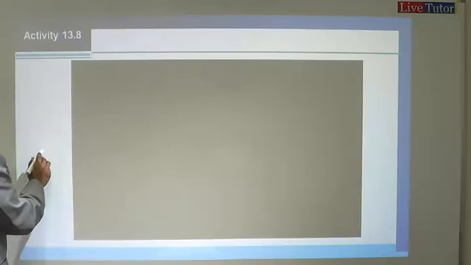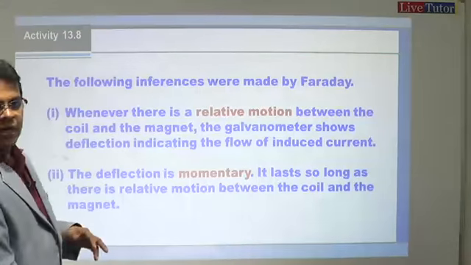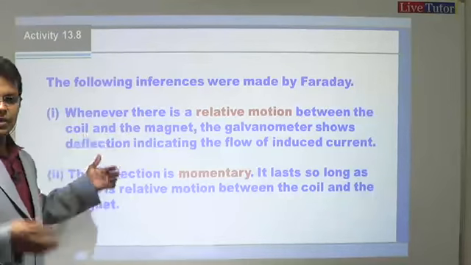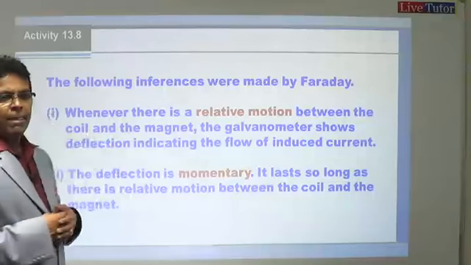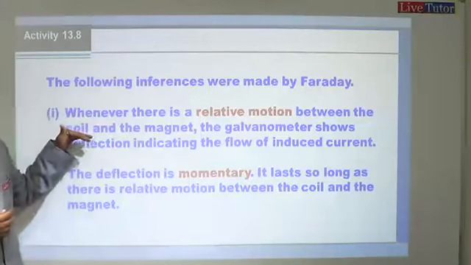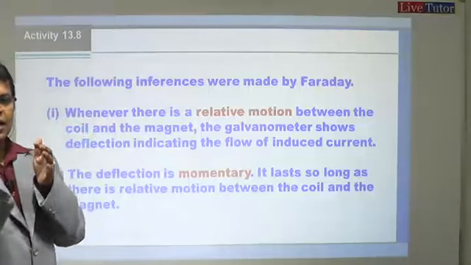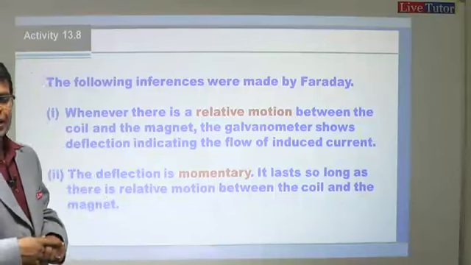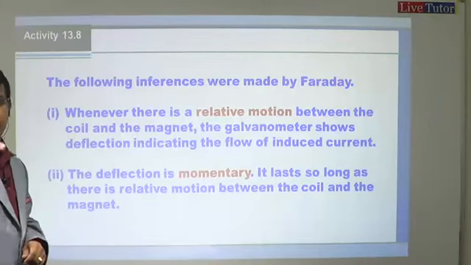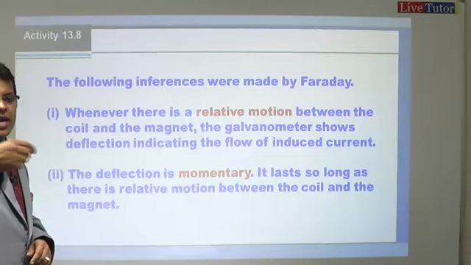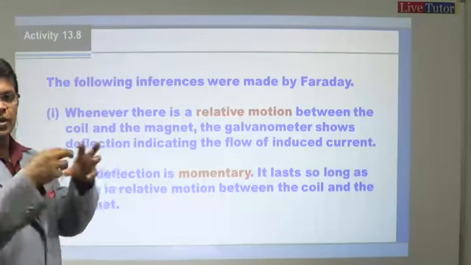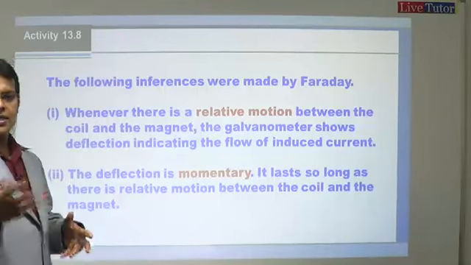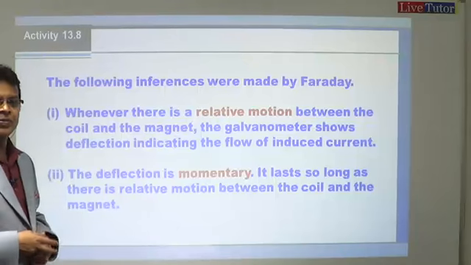Now, on seeing that, after performing, Faraday has listed the inferences. You can see there are some inferences. The question which he asked, you can see that now. The first inference made by Faraday is, whenever there is a relative motion between the coil and the magnet, the galvanometer showed a deflection indicating the flow of induced current. That means when the magnet is moved or when the coil is moved, this is called relative motion. So the galvanometer showed a deflection. That means it is indicating the induced current.